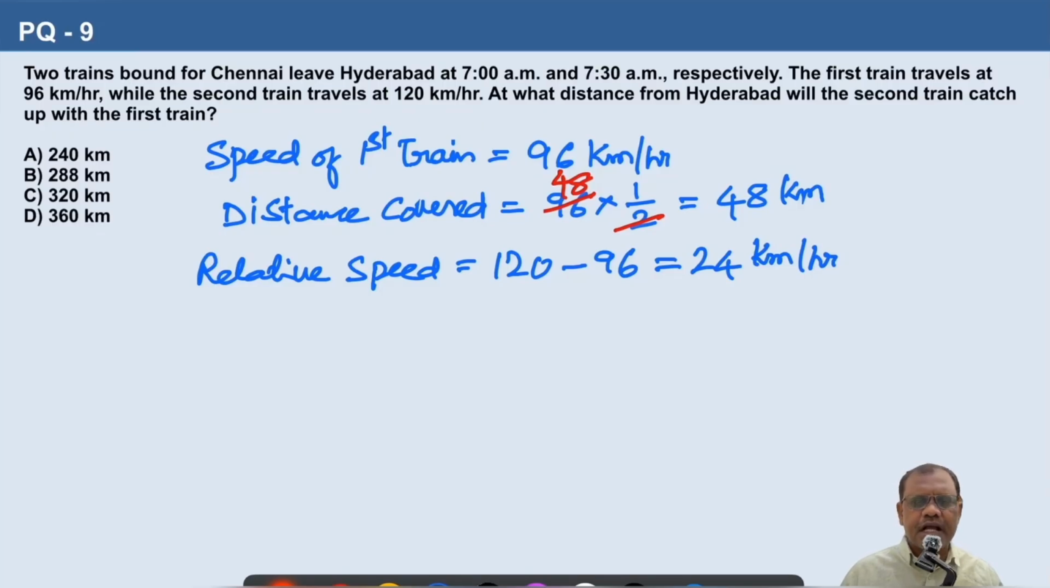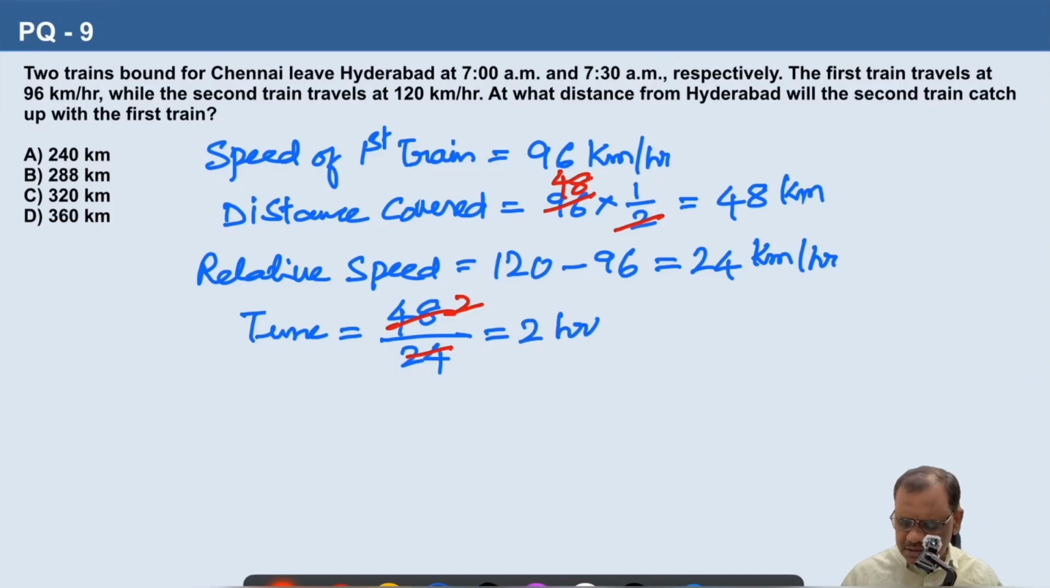So now to catch the first train, the second train has to cover a distance of 48 kilometers. So time taken to catch the first train is 48 kilometers, the distance to be covered, by the relative speed, 24 kilometers per hour. If you simplify 48 by 24, it will take 2 hours. So it will take 2 hours for the second train to catch the first train.